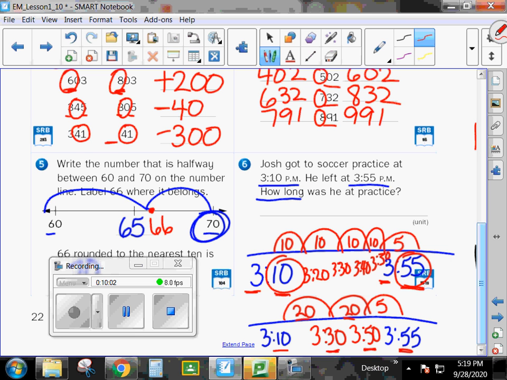Okay, so maybe you just jumped by a bunch of 10s, maybe you took bigger jumps. But the end answer should be the same. I've got to add all of these jumps up. So 10 plus 10 plus 10 plus 10 plus 10 plus 5. 10, 20, 30, 40 plus 5 more is 45. If I'm jumping down here, I got to add 20 plus 20 is 40 plus 5 more is still 45. The answer should be the same no matter how you jumped. You're going to add up your jumps. So 45 minutes is how long his practice lasted.